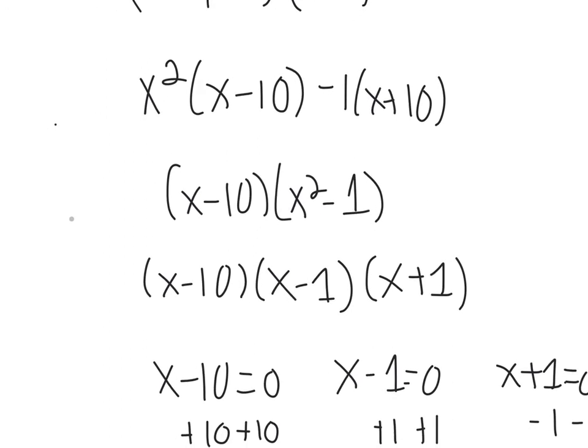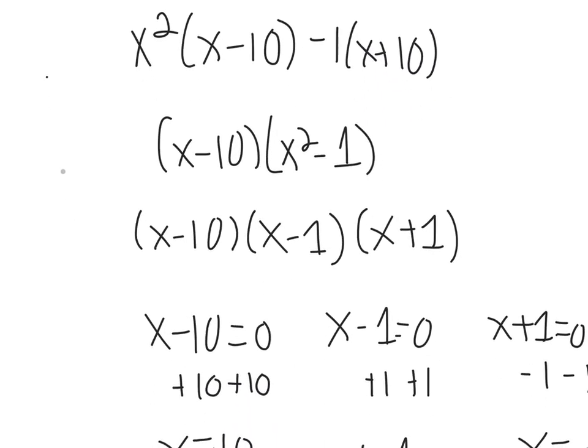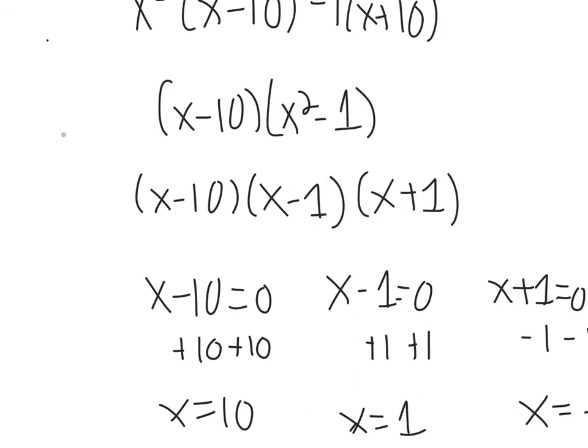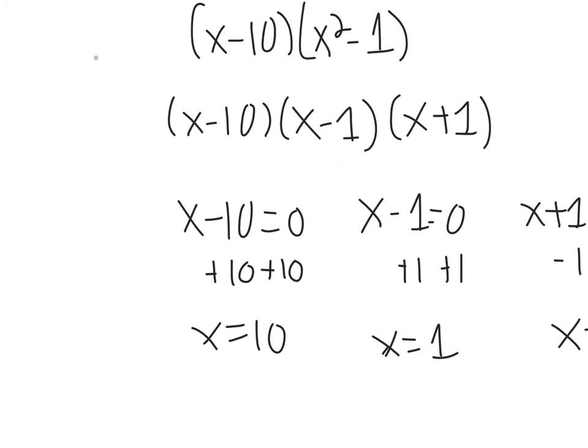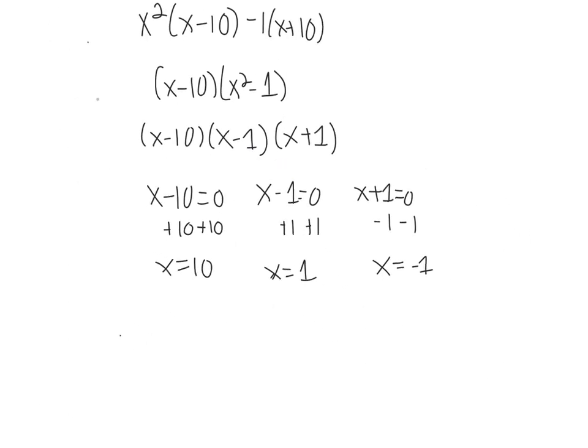So then that would leave you with x minus 10 times x squared minus 1. Now the x minus 10 can't break down into anything anymore, but the x squared minus 1 can. So you get x minus 10 times x minus 1 times x plus 1, because x minus 1 times x plus 1 is equal to x squared minus 1. So you'd set all three of these equal to 0. You get x minus 10 equals 0, x minus 1 equals 0, and x plus 1 equals 0. Now after you solve that, x would equal 10, x would equal 1, and x would equal negative 1.